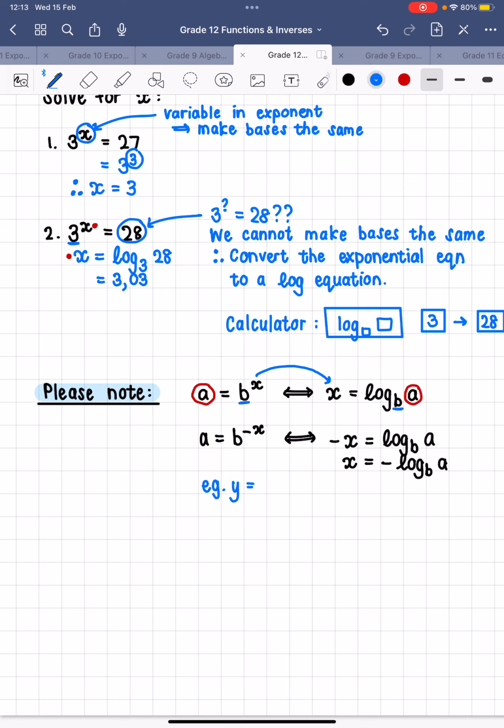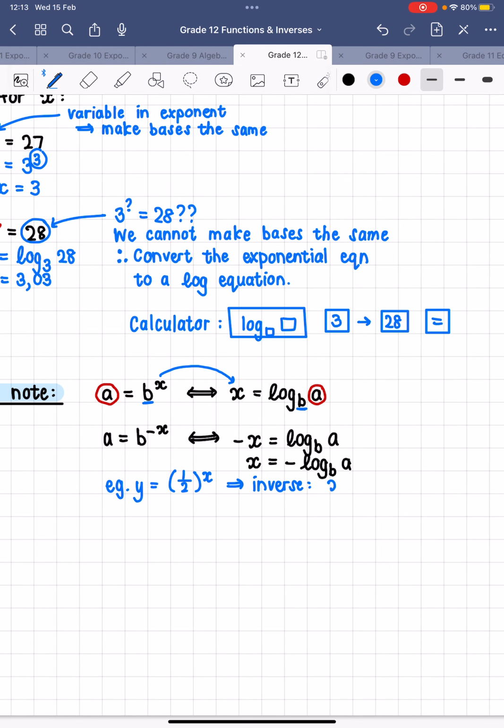If you have y equals a half to the power of x, which we did look at previously, we said that this is the same as, or the inverse rather, sorry. The inverse, you would write that as x equals a half to the power of y, right? And then you would say, okay, exponent becomes subject, base of the exponent becomes the base of the log, and then you put your x.